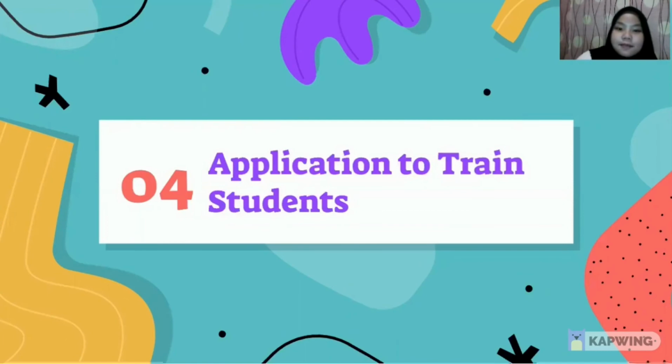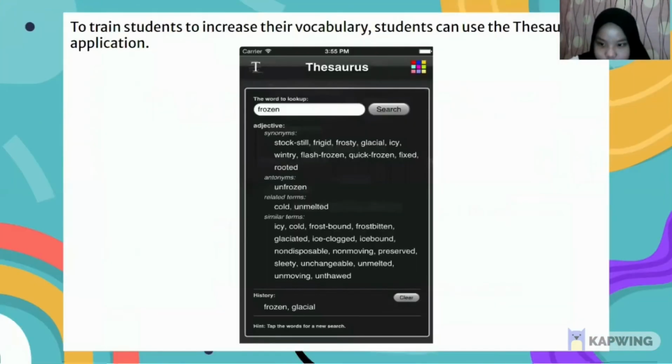Next material is applications to train students. To train students to increase their vocabulary, students can use the thesaurus application. The thesaurus application is a dictionary that can show not only the meaning, but also the synonym and antonym of a word.